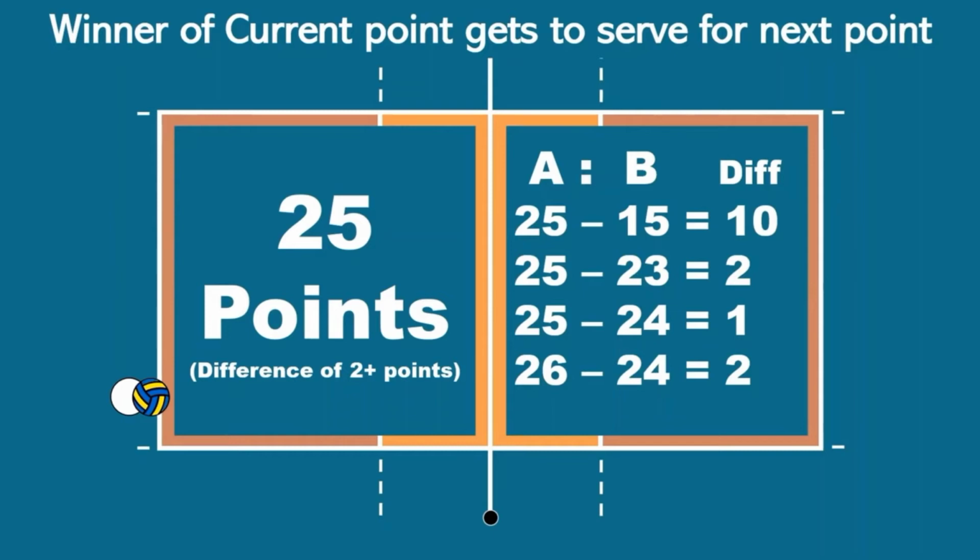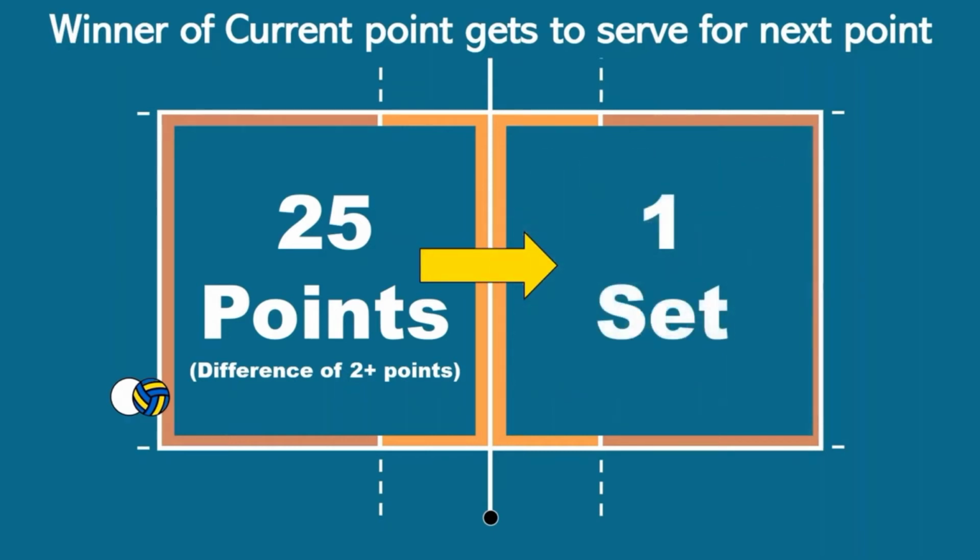Now 25 points correspond to 1 set. So you win a set if you win at 25 points. And you need to either win 2 sets or 3 sets depending upon which tournament you're playing.